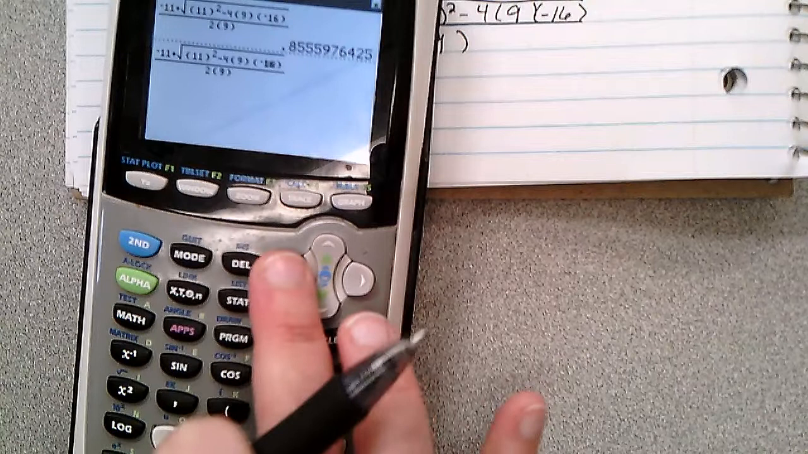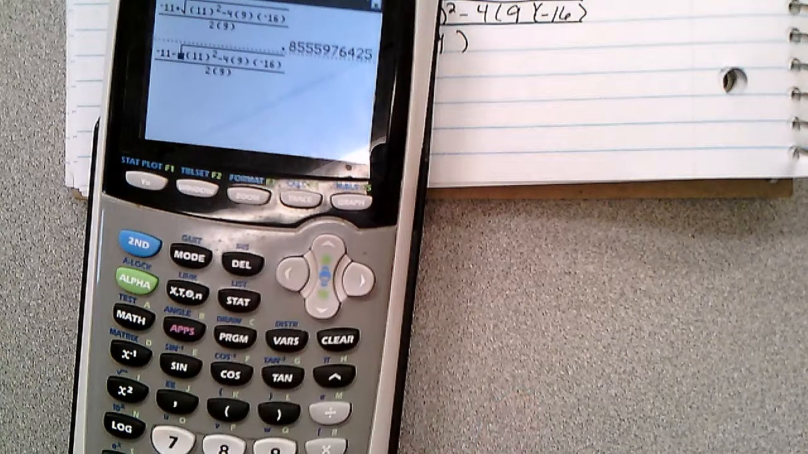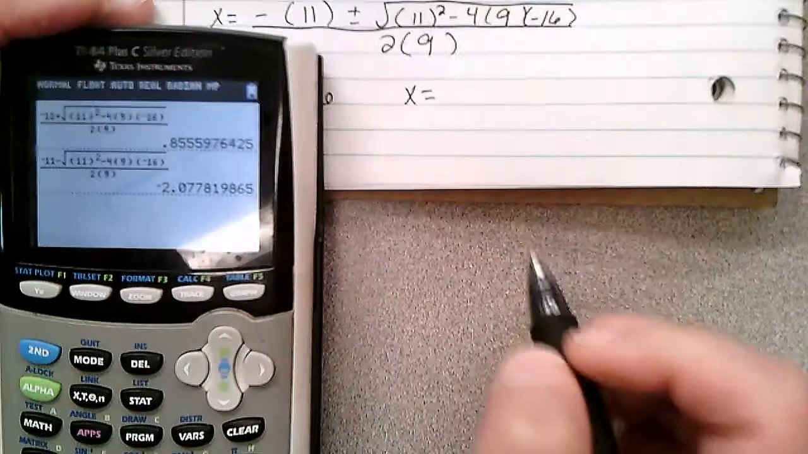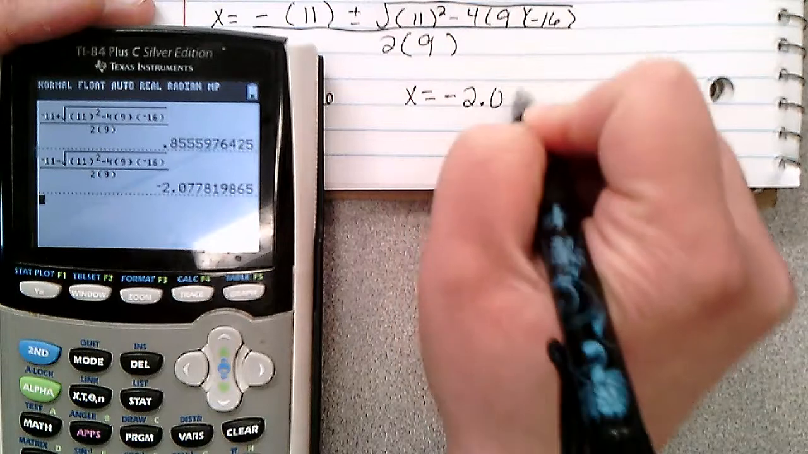To get the second one, we'll change that to a minus sign. And our second one, accounting for a couple of decimal places, would be negative 2.08.